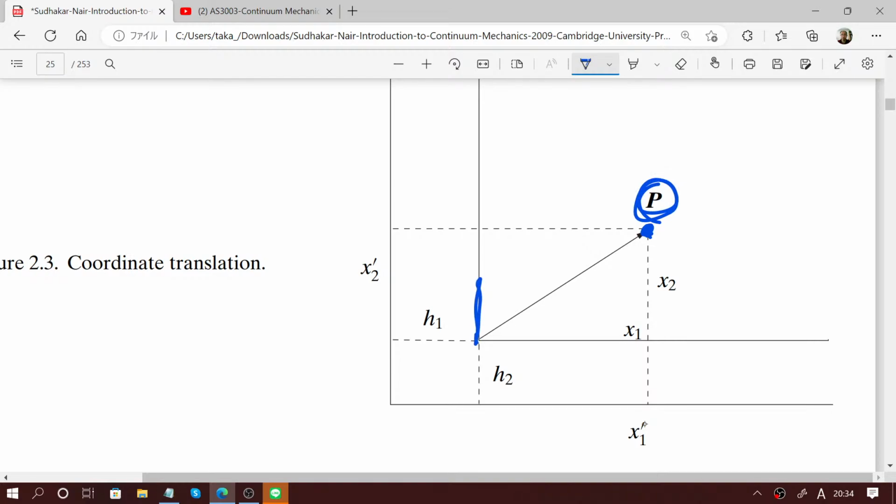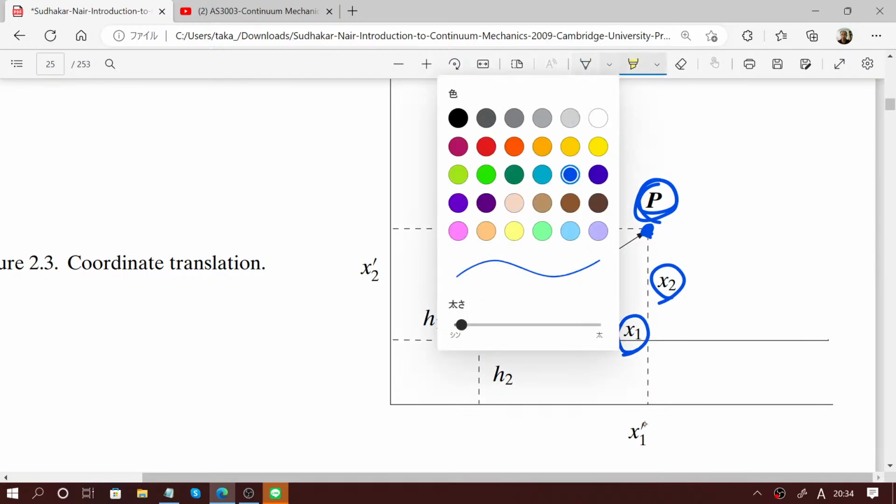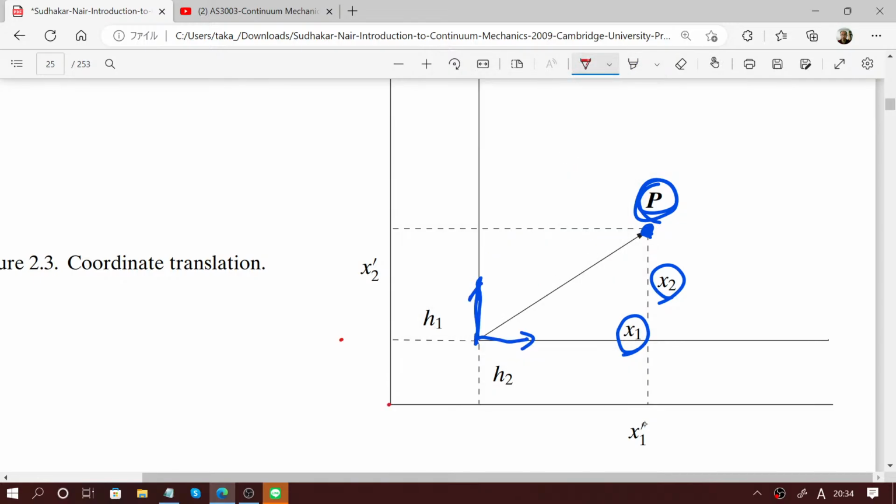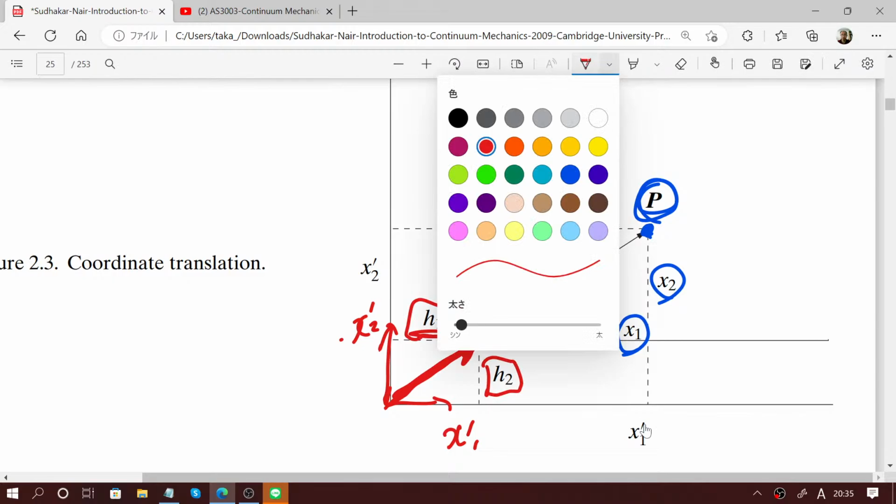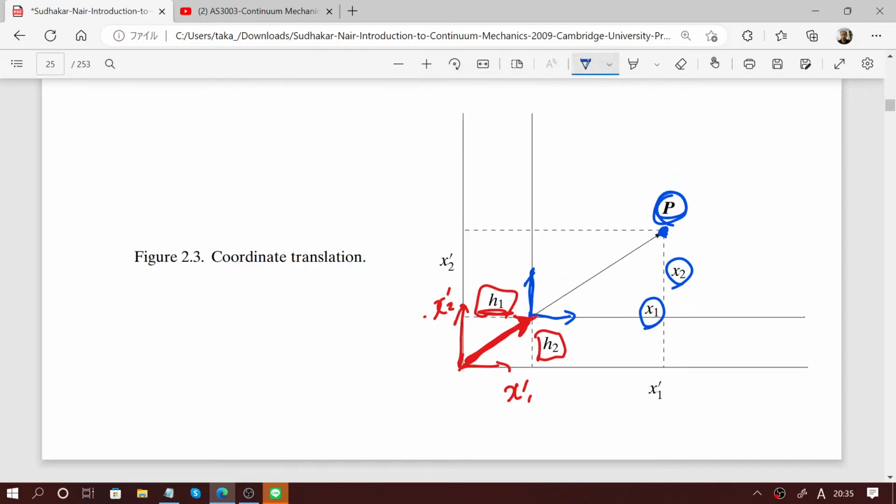So you just have one coordinate, the unprimed coordinate, which is x1 and x2. Then you have another coordinate, called x prime 1, x prime 2. So this difference is h, h1 and h2. Okay, so next one.